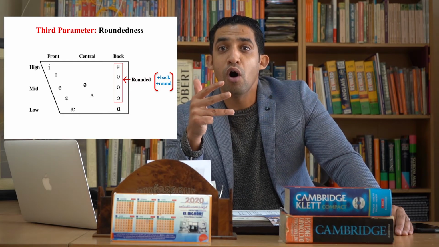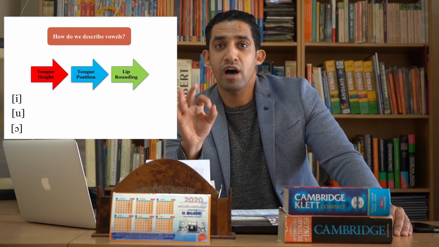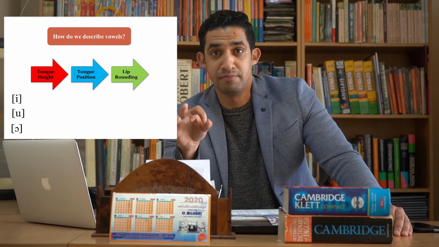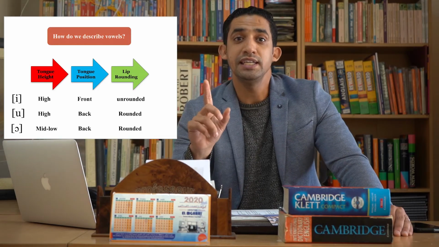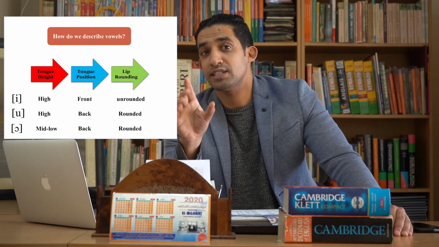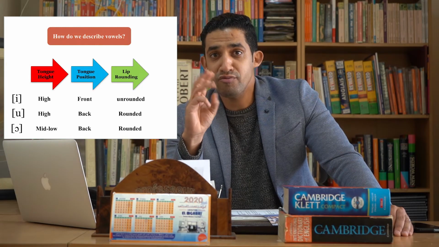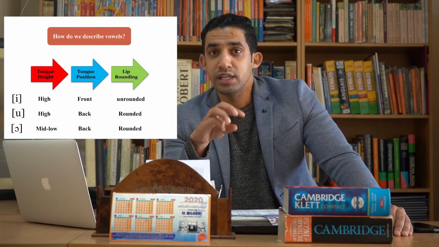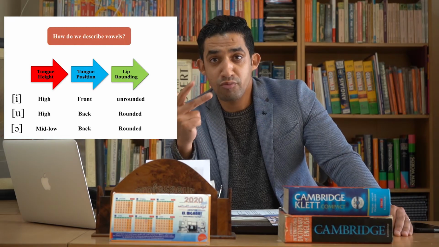So we are now able to describe vowel sounds according to 3 parameters: the height of the tongue, the position of the tongue, and also the lip roundedness or lip rounding parameter. We can take this example of 3 vowels and describe them. For example, the vowel E is to be considered a high, front, and unrounded vowel. The vowel U is a high, back, and rounded vowel.